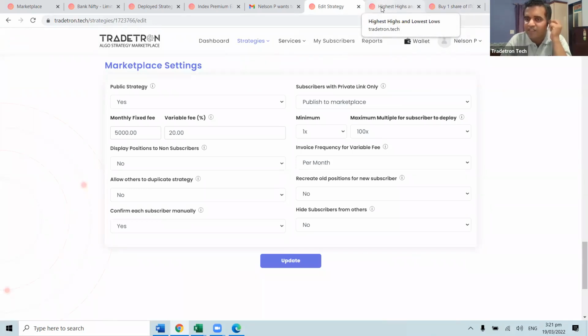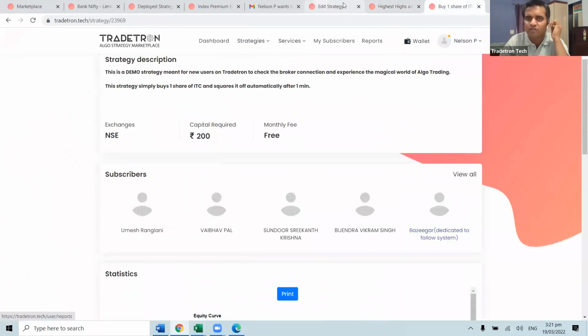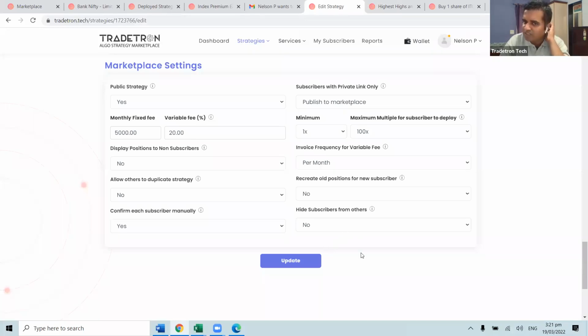So this is also a filtering option that you have, where you decide that only you know who is using your strategy. You don't want other people to know how many people are using or are subscribed to your strategy. So that data you can hide from here by this particular option. So that's what hide subscribers from others does. I hope this is clear.